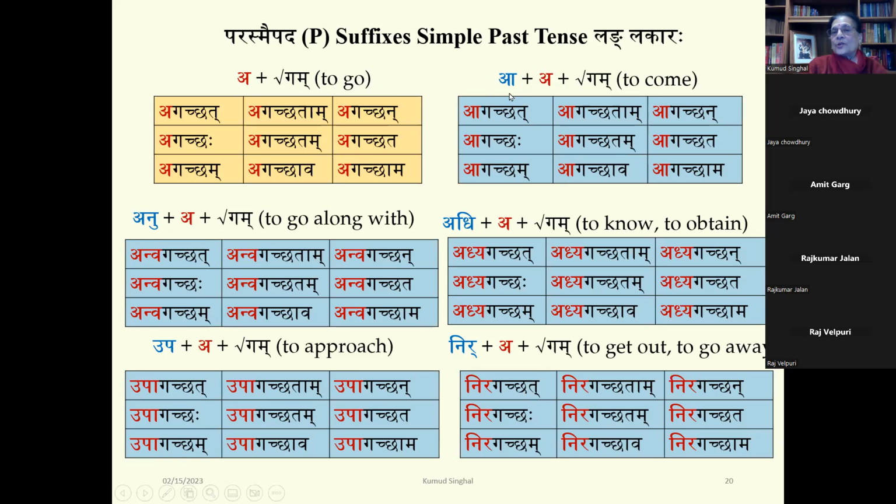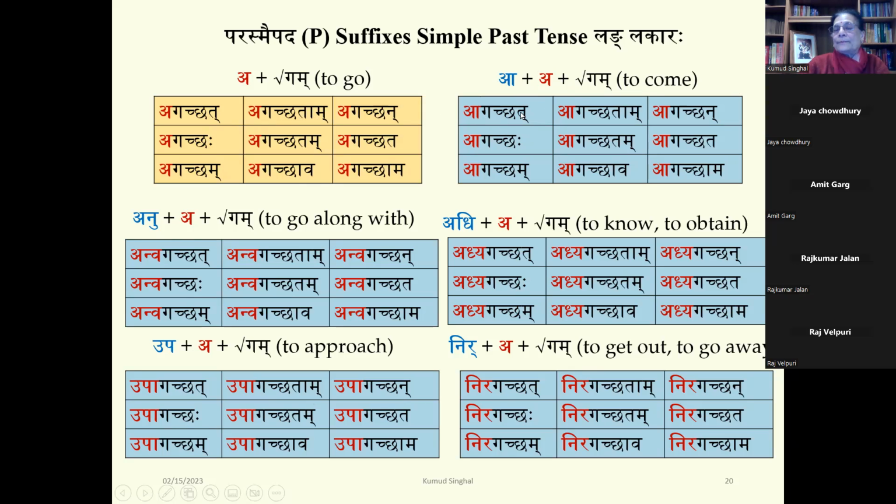So you add a, then in the past tense you will have this a prefix to the root, then you have the root, and then you have the verbal suffixes, right? Now because this a is here, when you add an upasarga, there will always be a sandhi. So here a plus a becomes a, but in others there will be a yan sandhi and so on. So you will have the same endings, right? So you will have agachat.